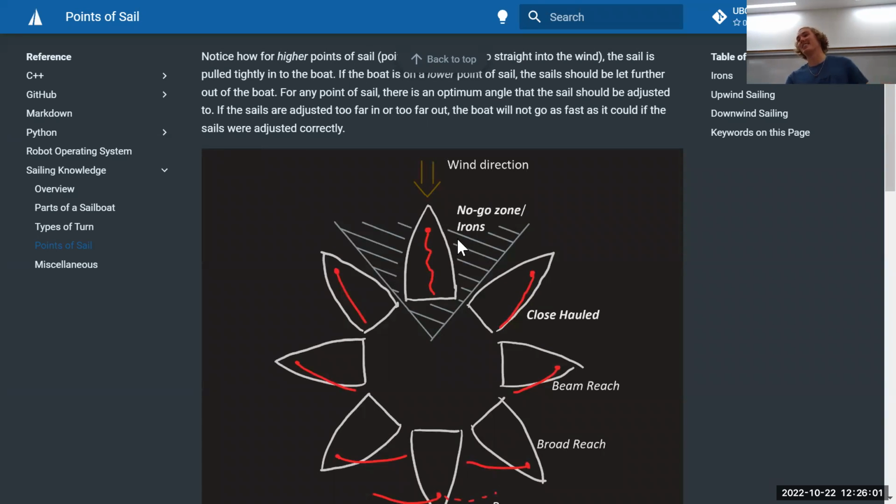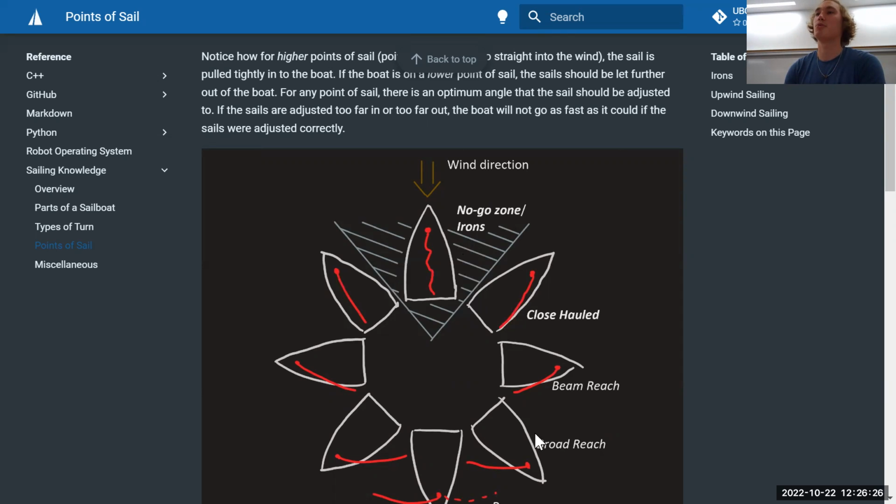So again, just to touch on the no-go zone, or irons. That's when you're pointing straight into the wind. And what's going to happen is your sail just flaps in the middle of the boat and you don't get any propulsion. So you want to avoid being in the no-go zone. Shocker. And then right on the edge of the irons, we have close hauled. So that's when your sail's pulled all the way in and you're kind of trying to make progress upwind.